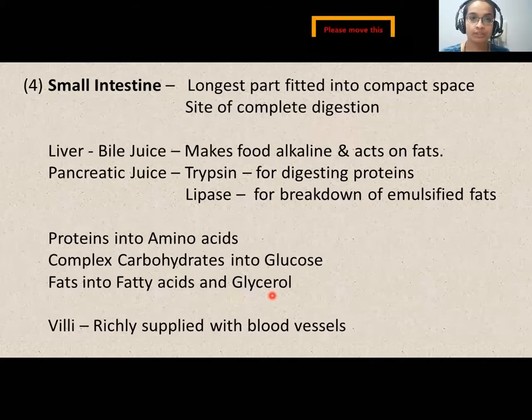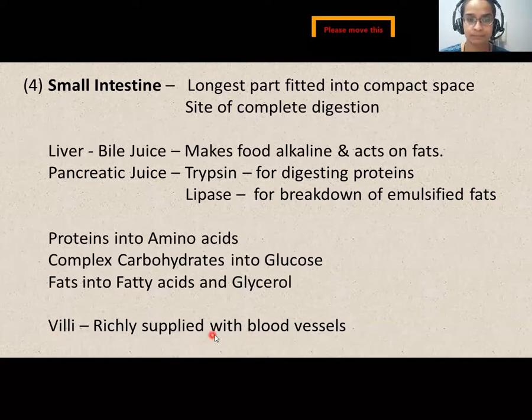Then there are also finger-like projections called villi. विली के पूरे एरिया पर फिंगर लाइक प्रोजेक्शंस, उंगलियों जैसा स्ट्रक्चर बाहर आता है छोटा सा. There are many villi in our small intestine. Why are they there? क्योंकि to absorb, to create much more surface area for the absorption of food.